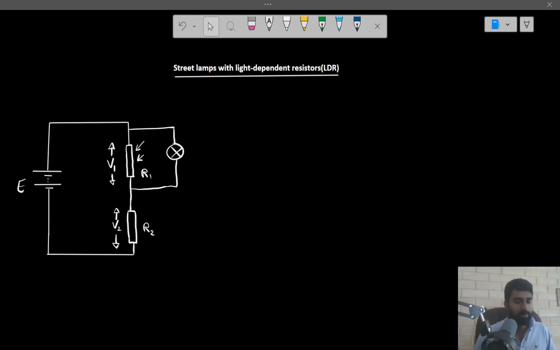Right. Now, again, let's talk about what we can do with LDRs. There are various applications. So I want to explain this street lamp and how it functions with the LDR. As I told you, the EMF supplied is given as E. The voltage across the LDR is V1. The voltage across the resistor is V2. The resistance of the LDR is given as R1, and the resistance of the resistor is given as R2.